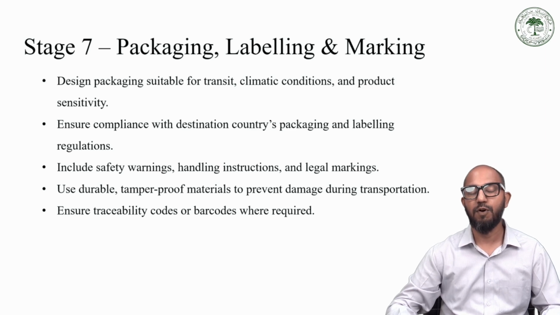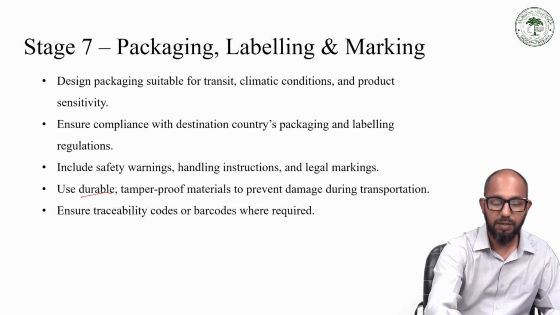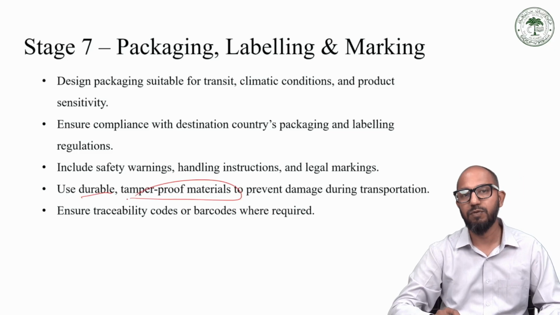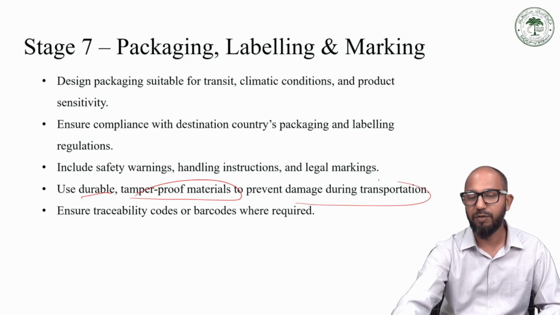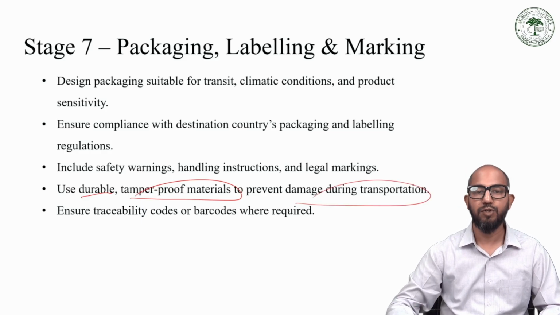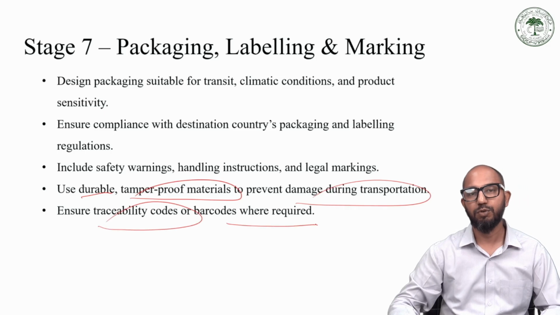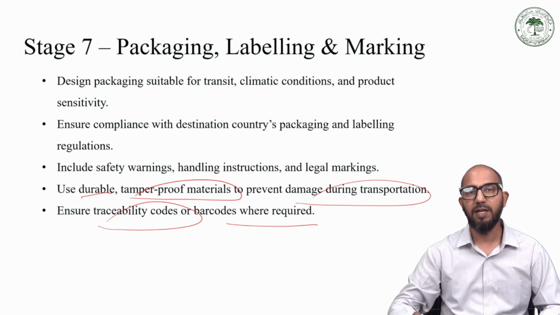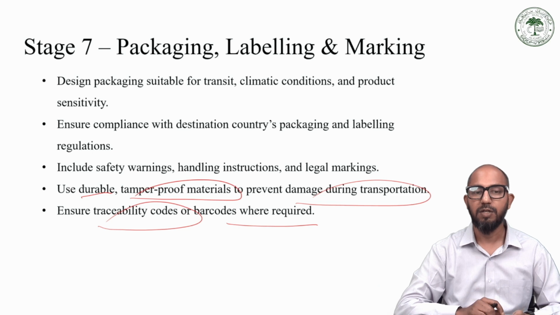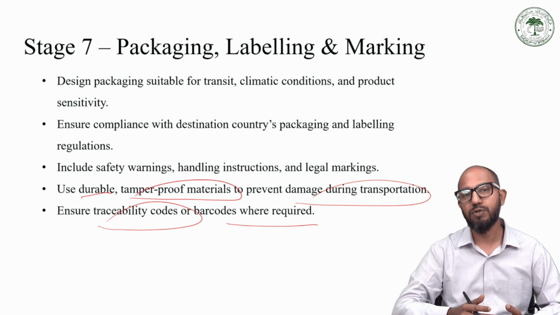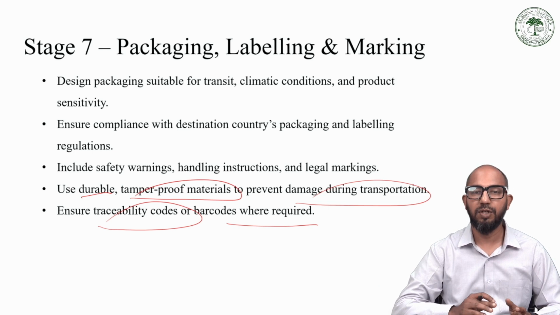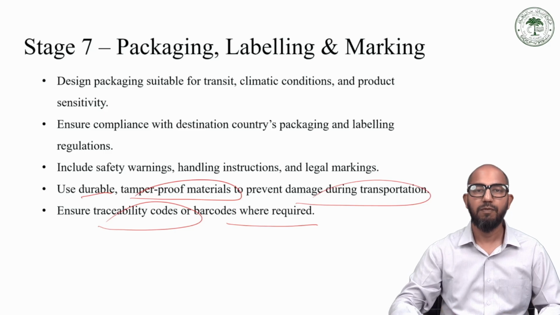The stage 7 packaging, labeling, and marking should be durable. Tamper proof materials should be used so as to prevent damage during transportation. Also, stage 7 packaging, labeling, and marking should include traceability codes or barcodes so that the goods may be checked wherever required.